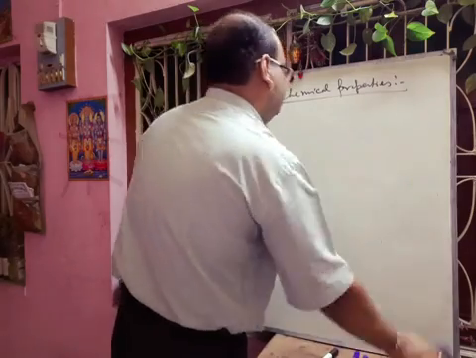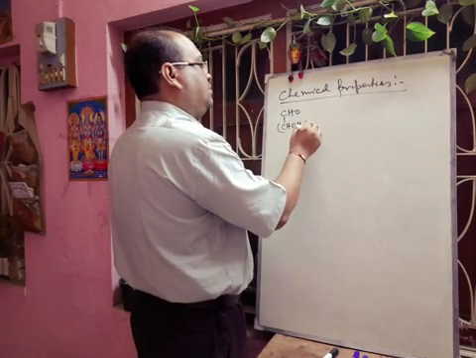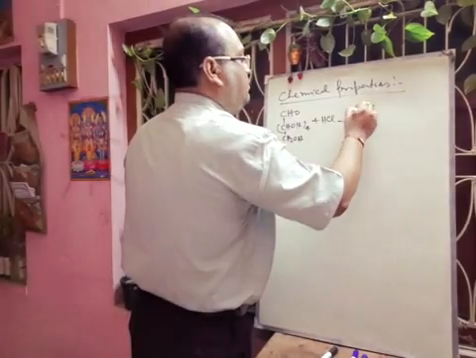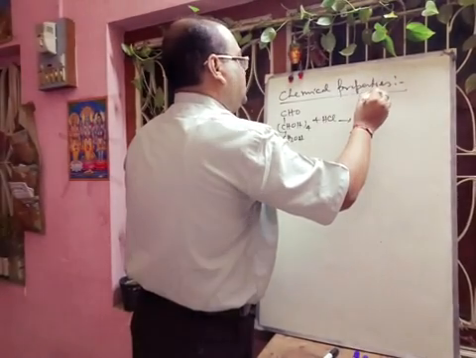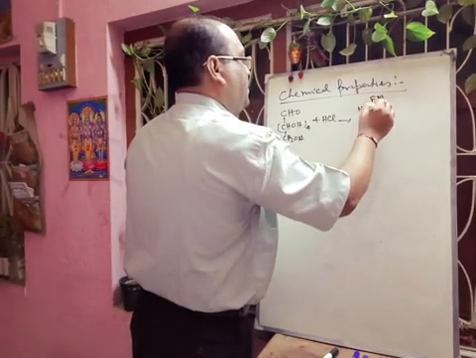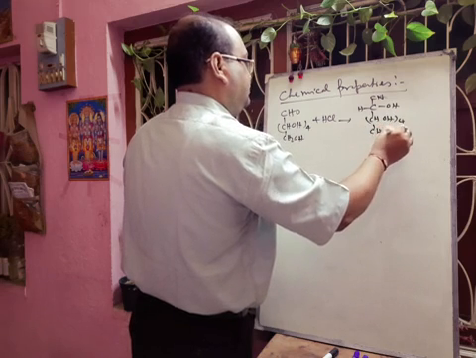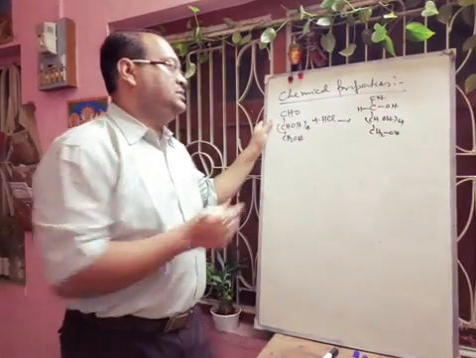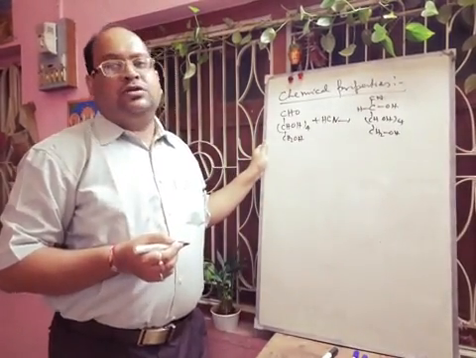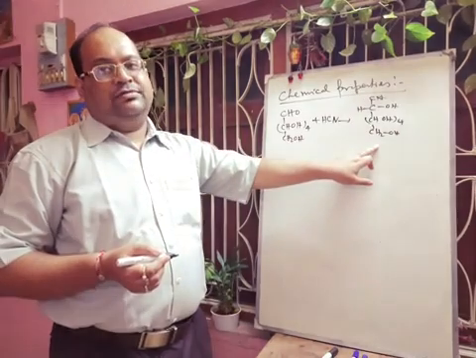Glucose reaction with HCN. That means CHO-(CHOH)4-CH2OH is reacting with HCN, which will form CH(OH)CN-(CHOH)4-CH2OH. Just like an aldehyde, there is hydrocyanic acid addition. So here we are getting glucose cyanohydrin. This is glucose cyanohydrin. Hope you can understand.